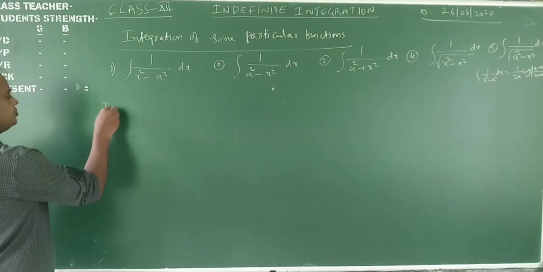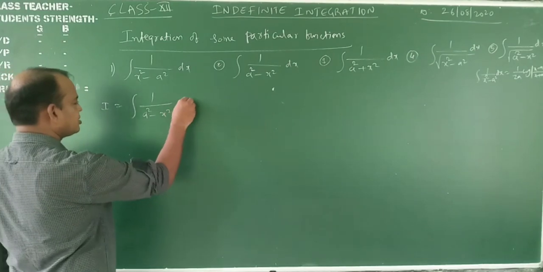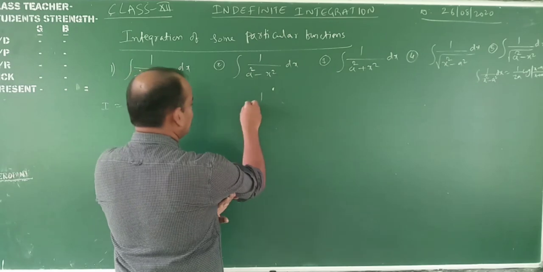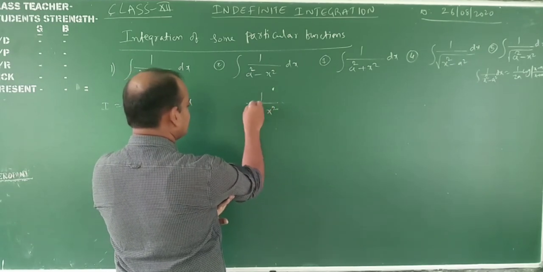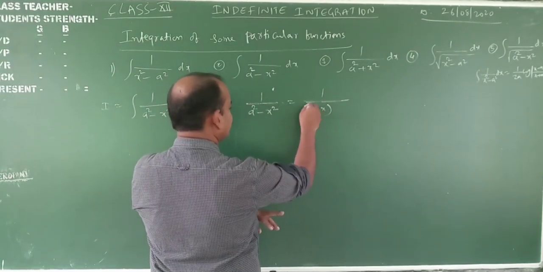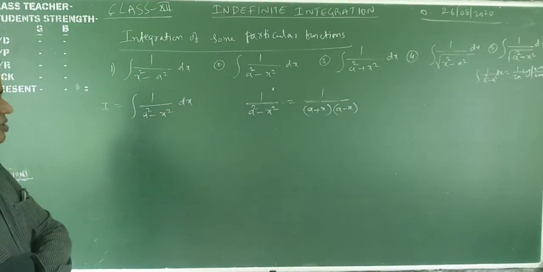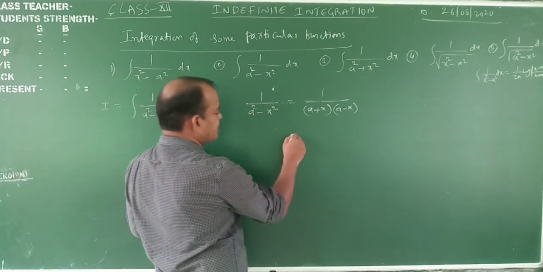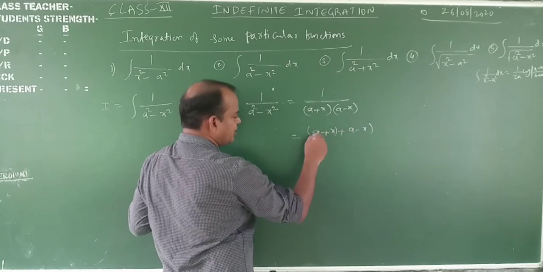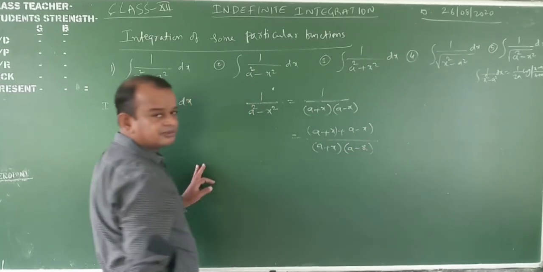I is equal to integral of 1 by a square minus x square dx. In the same way, we will continue. 1 by a square minus x square equals 1 by a plus x into a minus x. Now how to write it as a plus x plus a minus x? Both are adding, so I will write the sum, by a plus x into a minus x.